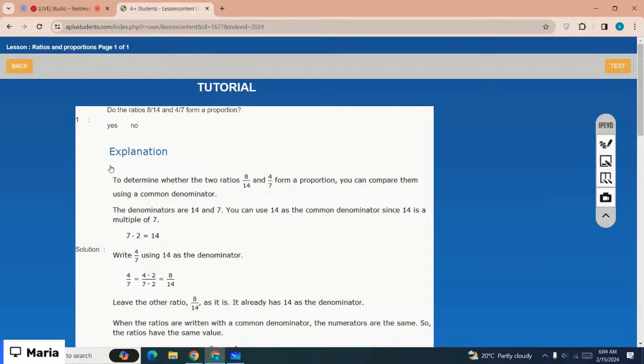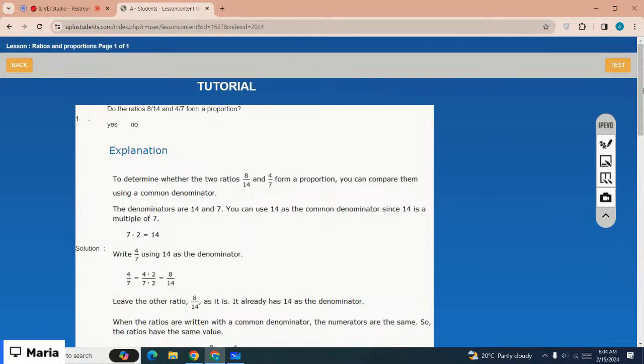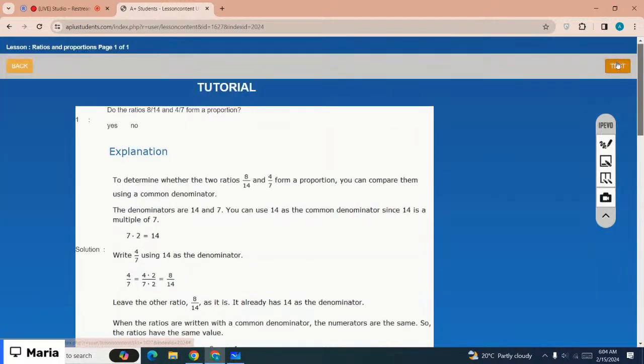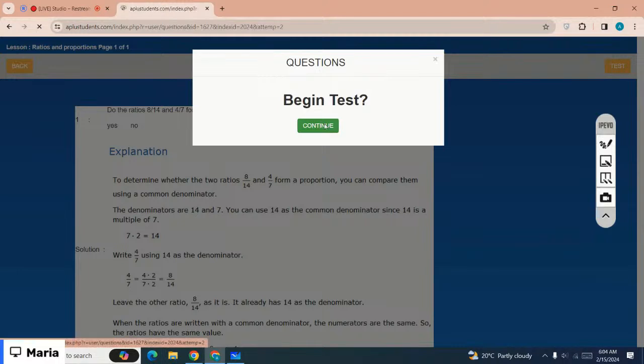So that is 8 over 14, right? You just multiplied 2 by 4 over 7 and that is 8 over 14. So that means both the fractions are exactly equal. That means yes, they form a proportion. The correct option is yes. Got it? Ratios that have the same values form a proportion. Let's start with the test questions.